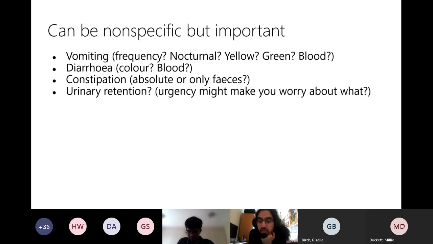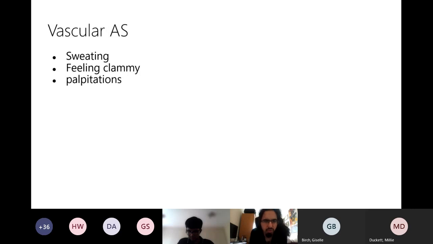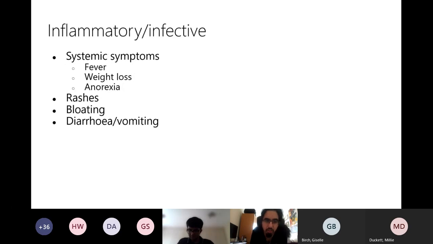And then the ones that you really don't want to miss because they're emergencies, which we vaguely mentioned earlier. Yeah, DKA and HHS in the type 2 patients can present with that, and you don't want to miss them. We've already talked about associated symptoms on these things, so sweaty, feeling clammy, palpitations, inflammatory. You have your systemic symptoms. Remember, bloating can be a feature of some infections as well.